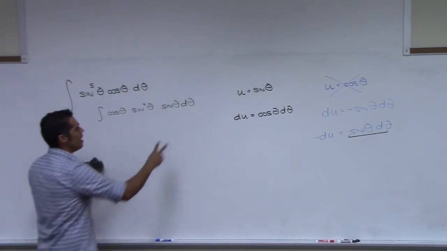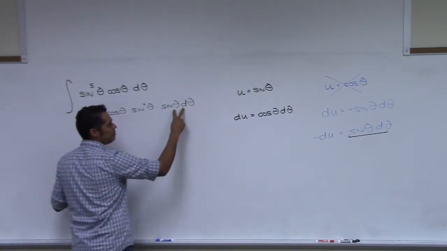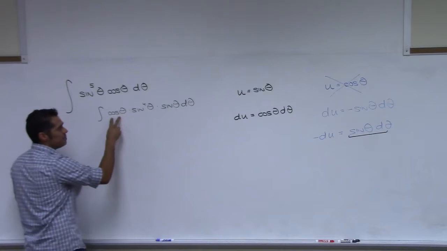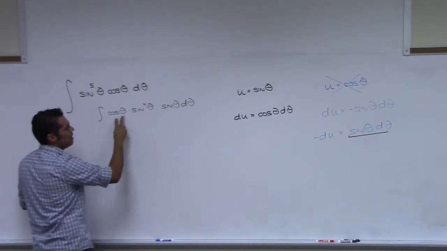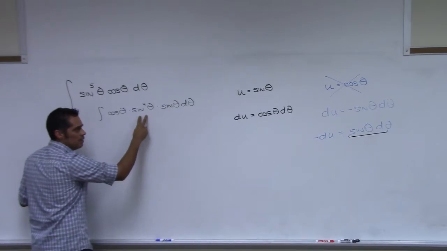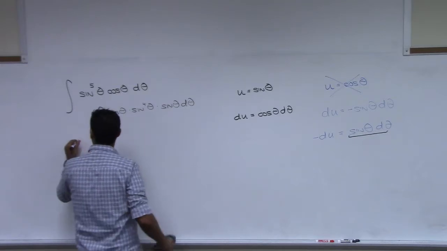Okay, so I can rewrite this piece as what? Negative du. I can rewrite this piece as u, right? And this would be u. And this would become, right? I fix it.